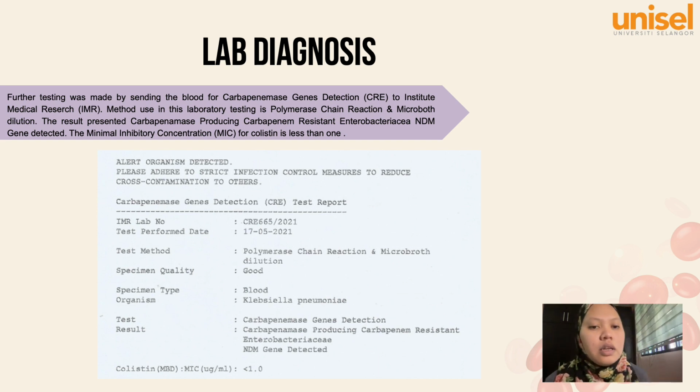Next, further testing was made by sending the blood for carbapenemase gene detection for CRE to IMR, the Institute for Medical Research. The methods used in this laboratory testing are polymerase chain reaction (PCR) and microbroth dilution. The result presented carbapenemase-producing carbapenem-resistant Enterobacteriaceae, the NDM gene was detected, and the minimal inhibitory concentration for colistin is less than 1. So this is basically the further investigation that we sent to IMR to search for the correct antibiotics to prescribe to the patient.